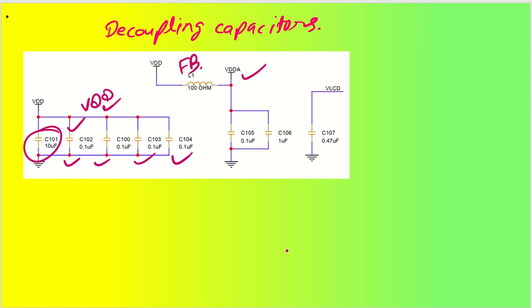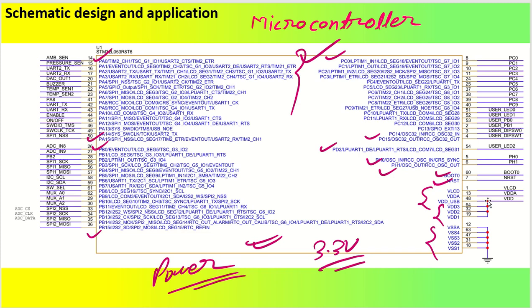This ferrite bead is of 100 ohm rating, and this VDD is going to get connected to VDD-A, and this VDD-A will be supplied to your analog supply voltage with a 0.1 microfarad decoupling capacitor and a 1 microfarad capacitor. And the LCD supply is also connected with a 0.47 microfarad external capacitor. So these are the decoupling capacitors that will be connected to your microcontroller circuits. Okay, so we have completed our VDD, VDDA, VLCD and VSS. All these pins have been completed and the power supply is done.